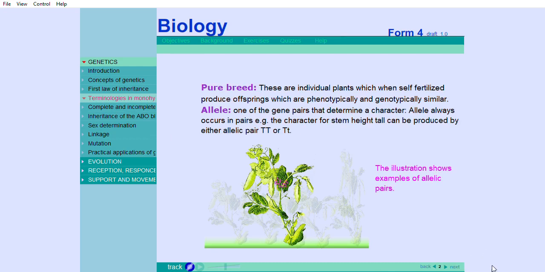Pure breed. These are individual plants which, when self-fertilized, produce offspring which are phenotypically and genotypically similar. Allele. One of the gene pairs that determine a character. Alleles always occur in pairs. For example, the character for stem height tall can be produced by either allelic pair capital T capital T or capital T small t. The illustration shows examples of allelic pairs.